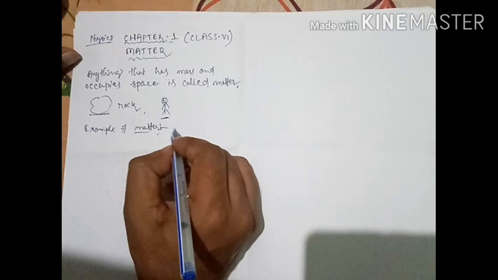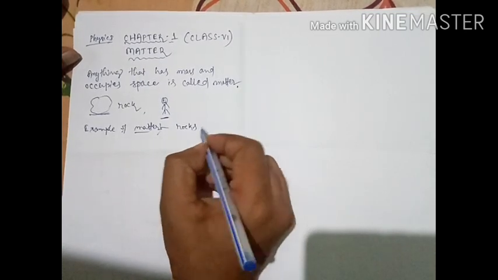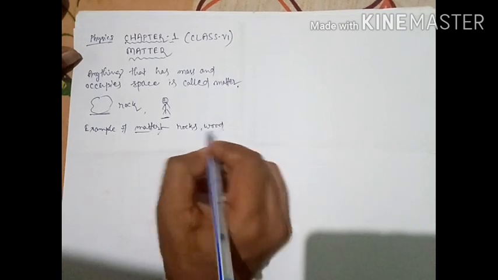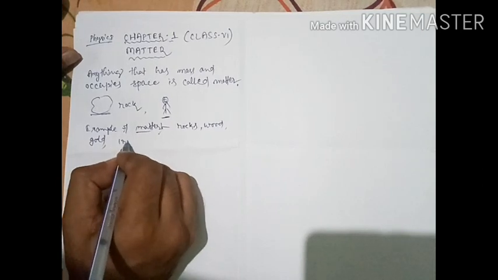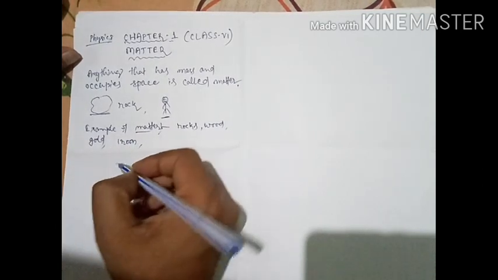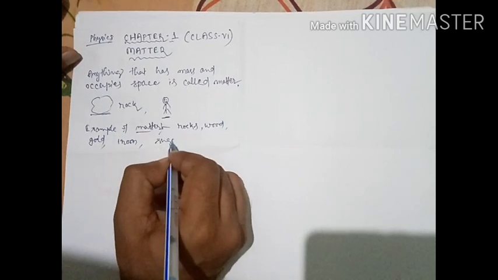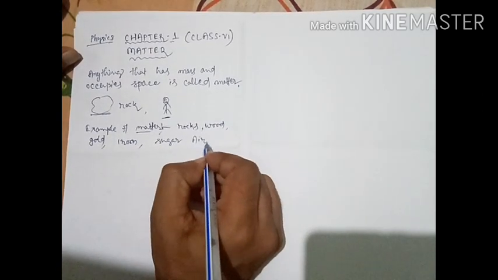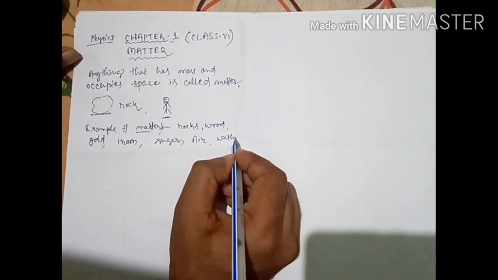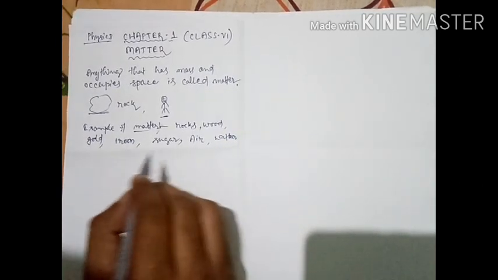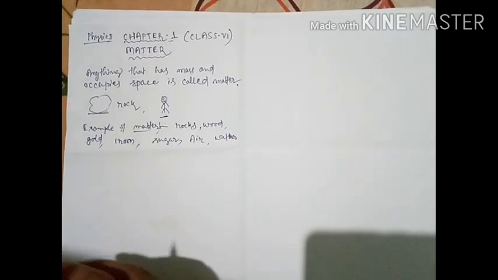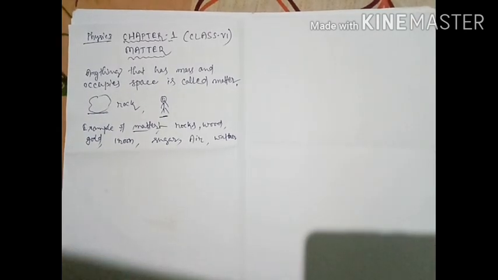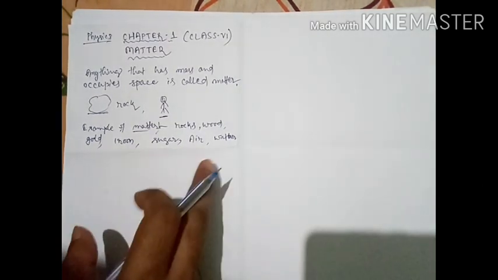You can write rocks, wood, gold, iron, sugar, air, water. These are some examples of matter. So students, keep in your mind the definition of matter: anything that has mass and occupies space is known as matter, and these are some examples of matter.